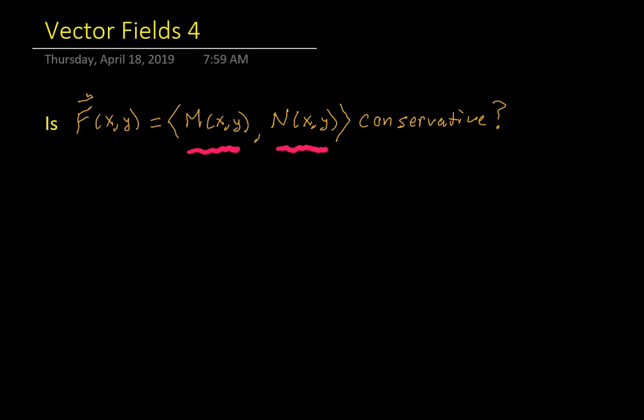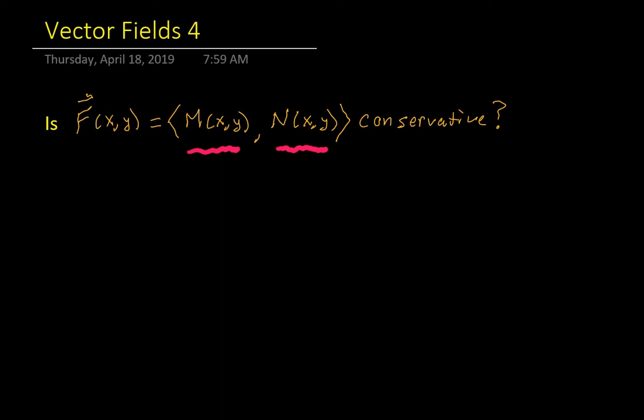And we won't cover this until later in the video series, but if there is a three variable vector field and there's three partial derivatives, then there is a third component that's called capital P of x, y, z. That'll show up later on. So how do we know if this is conservative?